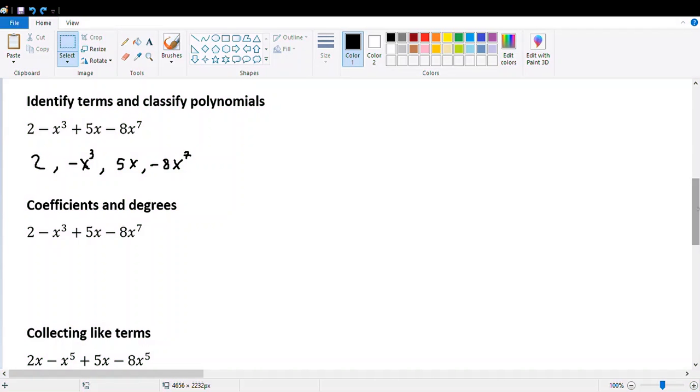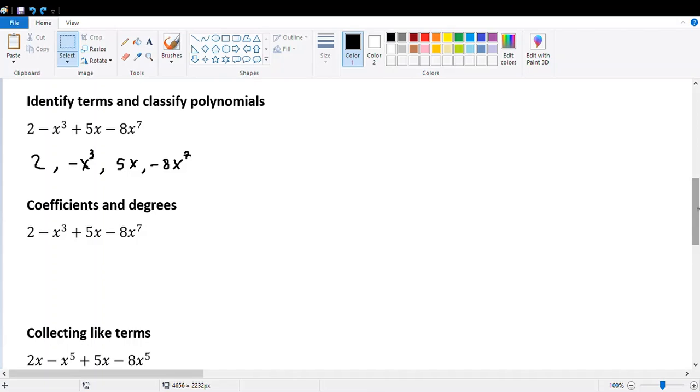Next, the coefficients and degrees of the polynomials. First, let's talk about the coefficient. The coefficient is the big number that is close to the variable. Remember that the small one is the power. Then we are talking about the other one.